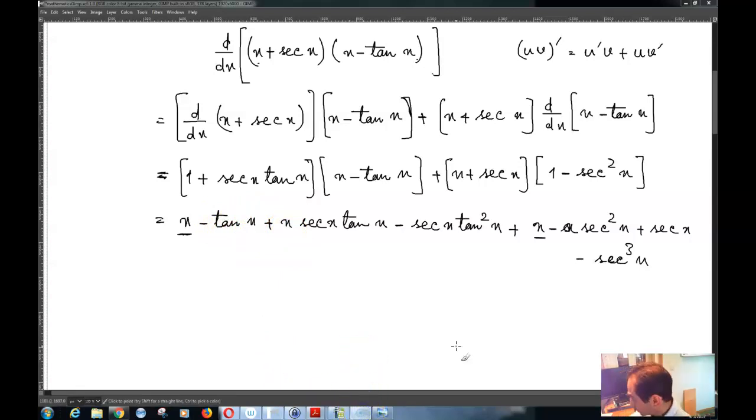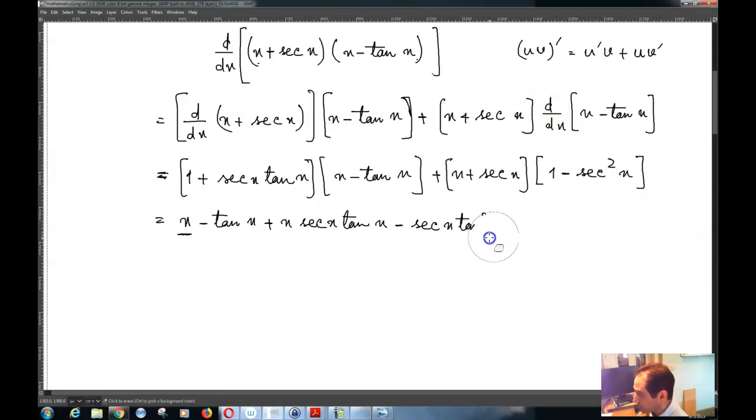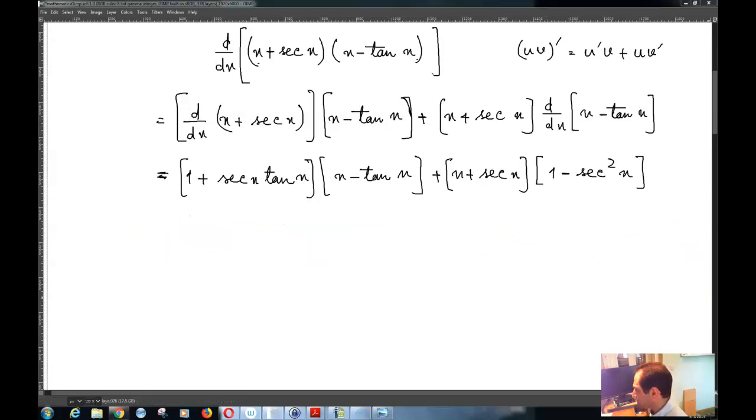Okay, so it seems that it's really not necessary to do this step. You can leave it as it is at this step, because there is no way to simplify it any further.